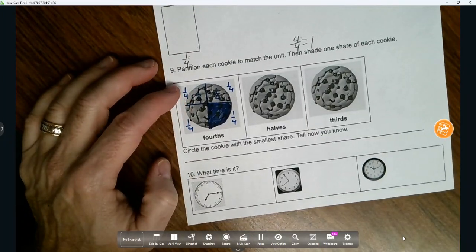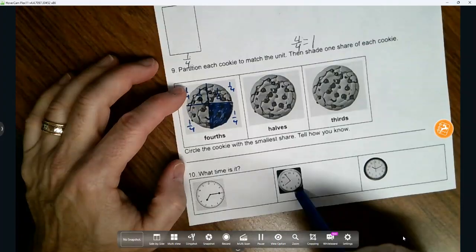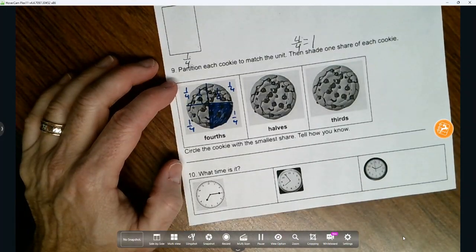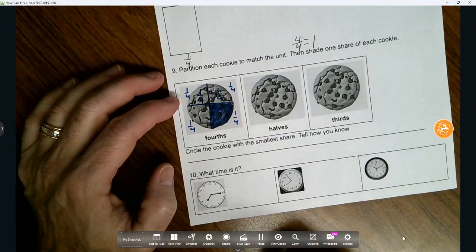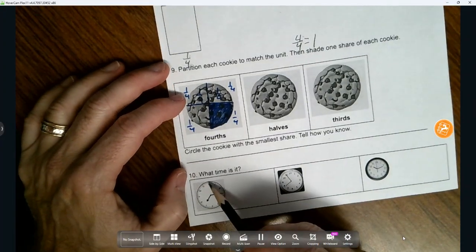What time is it? I don't know. Look at the clocks down here. Figure out what time it is. I'm going to help in parts on the first and the second one, but not helping at all on the third one. All right. The first one, I'm looking for my hour hand.